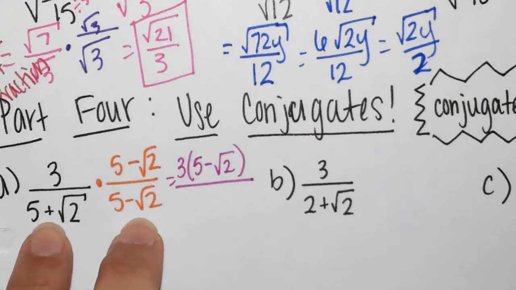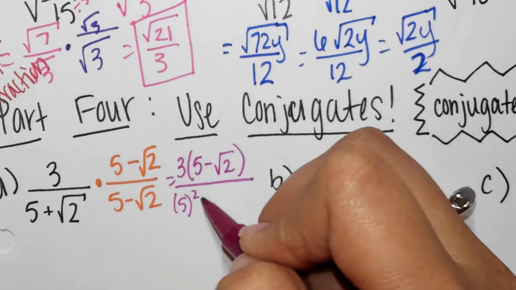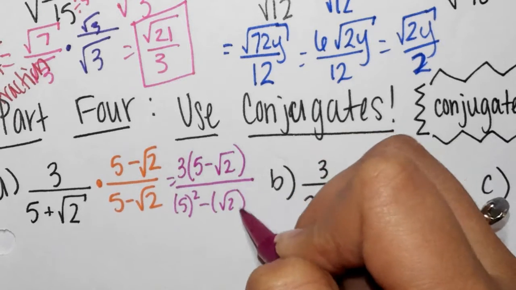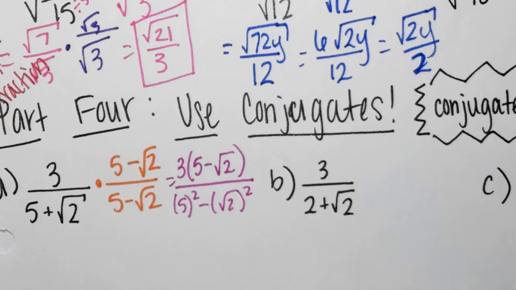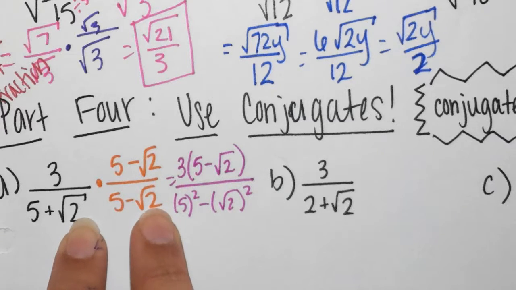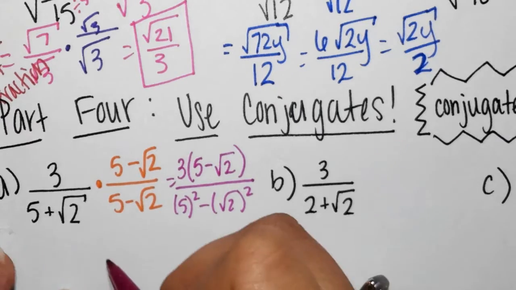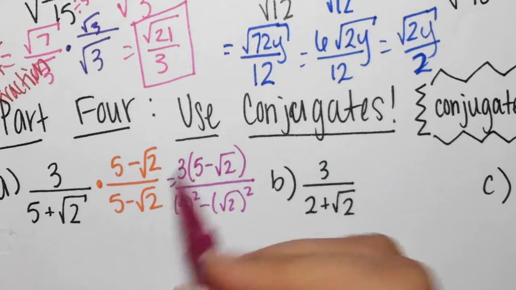And this is the difference of 2 squares. So all you have to do is 5 squared minus the square root of 2 squared. Because normally we would use FOIL, right? You don't have to do that. You just have to multiply the first two together and the last two together. That's it.